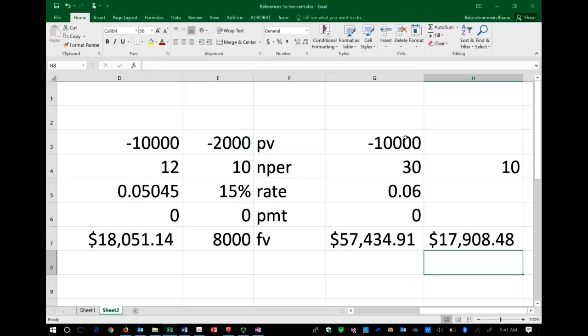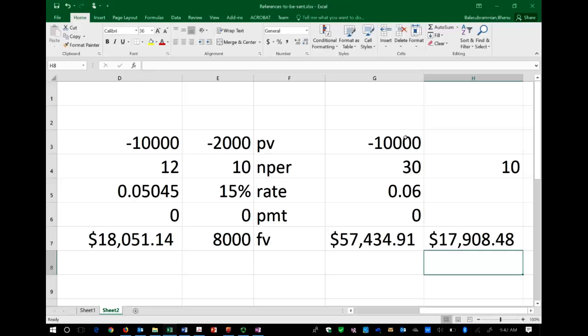Okay. So now the question is, if I want a higher future value, should I have a lower present value or a higher present value? If I deposit a higher amount, I am going to get a higher future value. So the present value and future value are directly related. Do you see that? So if I have a higher present value, I will also get a higher future value.